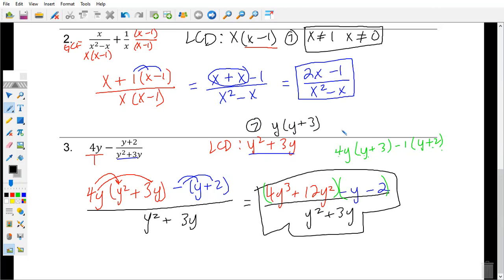So what are my restrictions on my domain? Y cannot equal negative 3 and y cannot equal 0. Oh, yeah, because it's a y factor by itself. If I plugged in negative 3, boom, it'll blow up my denominator. If I plug in 0, boom, it'll blow up my denominator. Okay? All right, so that's part 1.